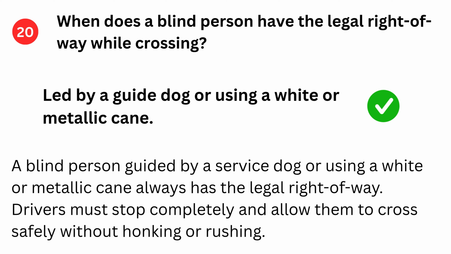Led by a guide dog or using a white or metallic cane. A blind person guided by a service dog or using a white or metallic cane always has the legal right of way. Drivers must stop completely and allow them to cross safely without honking or rushing.